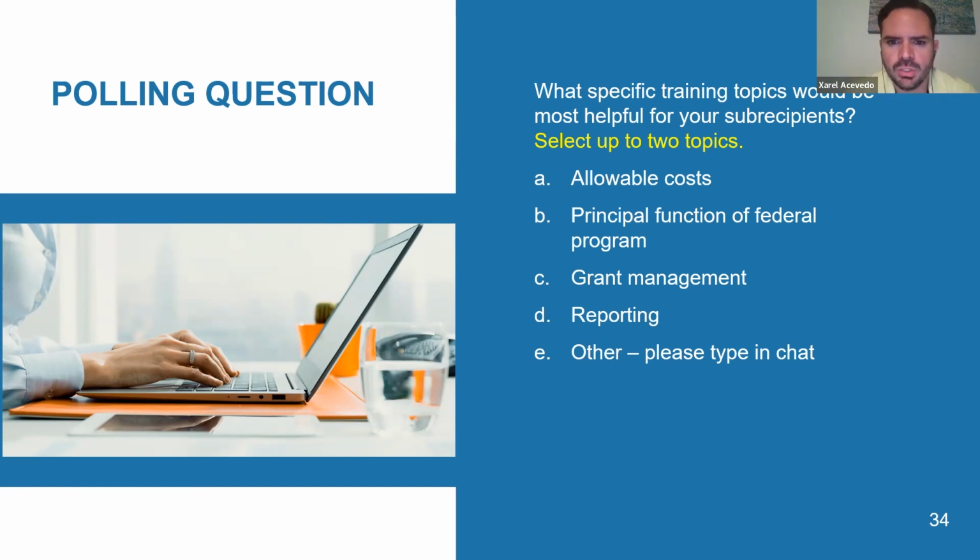So the 2 top choices were number 1, reporting. Okay, so reporting, what we have to ask for them, and then how to make sure that they report in a timely manner. And then the second one is grant management. Okay, anything and everything that entails grant management, which is a lot. Okay, that's a pretty broad topic. All right, good. Thank you. Next slide.